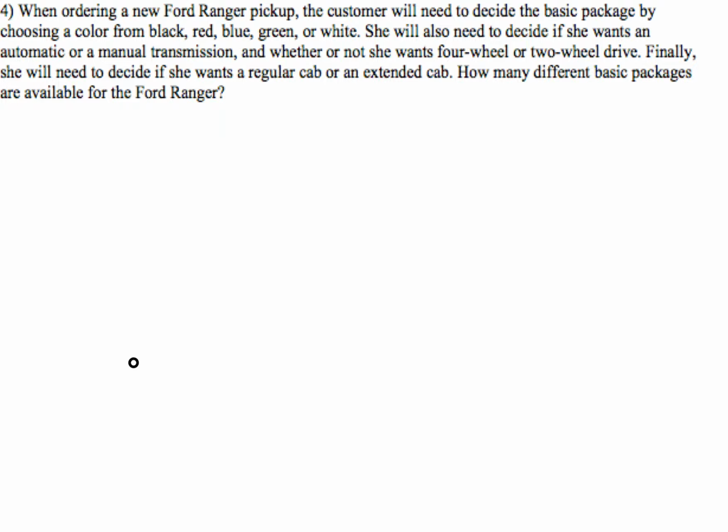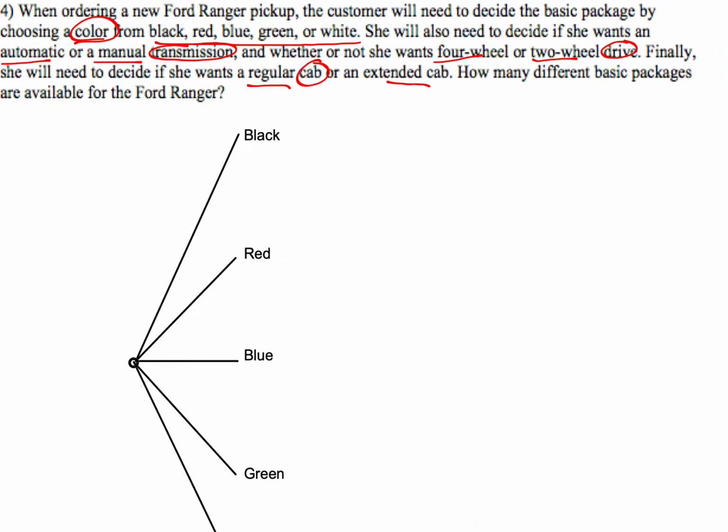Wow, there's a lot going on in this one. So let's just underline some things that are going to be important here. We've got color, which is black, red, blue, green, or white. We've got transmission, which is automatic or manual. We've got drive, which is either 2 or 4. And finally we have cab, which is either regular or extended. So the first decision here would be on the color.